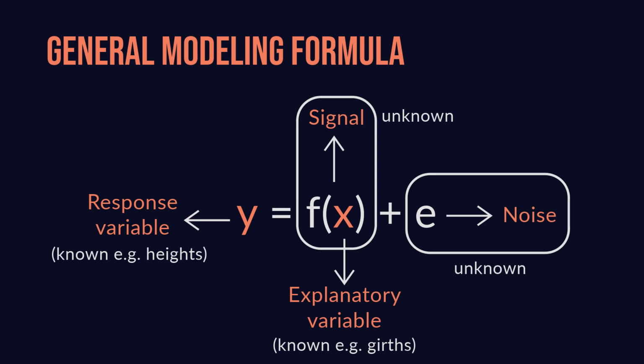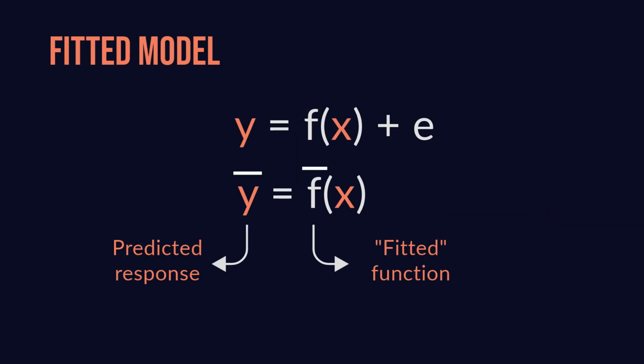In our case, in the conifers data, based on the question we asked, the response variable is height and the explanatory variable is girth. To perform modeling, we need to know the values of the response variable and the explanatory variable. What is not known is the signal f(x) and the noise epsilon. Using the values of x and y, we want to find a function f hat, as represented by a hat on top of f, that captures the true function while ignoring epsilon.